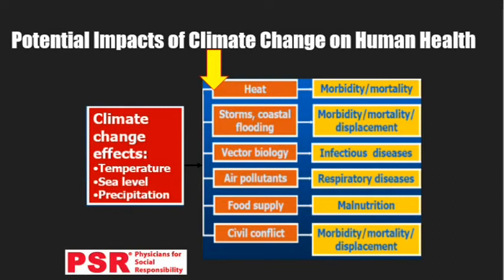So, what are the potential impact of climate change on human health? So, climate change affects temperature, sea level, and precipitation. So, nagkakaroon ng increase ng heat, flooding, vector biology, as in, dumadami mga mosquito, nagkakakulangan sa food supply, air pollutants, which causes death, infectious disease, respiratory diseases, malnutrition, and other health complications.